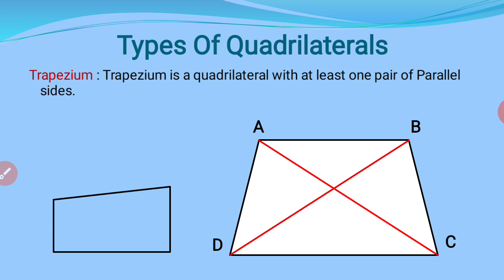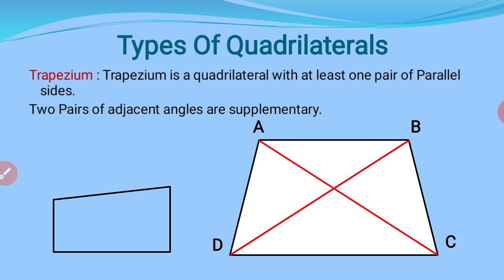In the given figure, side AB and side DC are parallel to each other, whereas side AD and BC are not at all parallel. So in the given figure, as there is only one pair of opposite parallel sides, we are going to call this quadrilateral a trapezium.